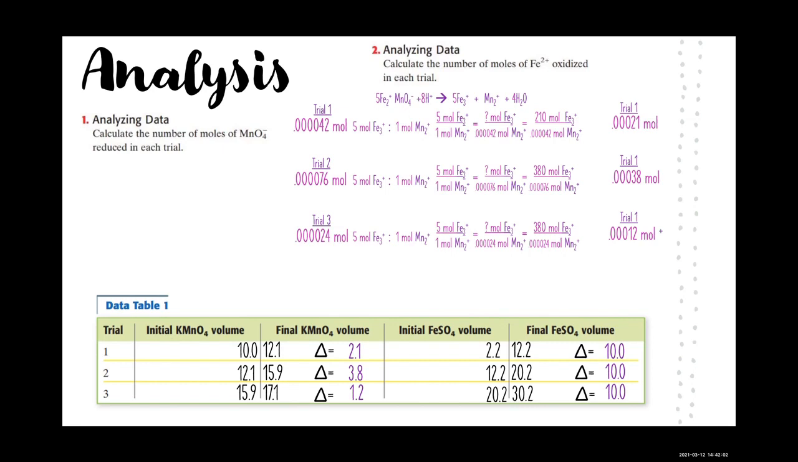So if we have 5 moles of the iron and 1 mole of the manganese, then if we change that molarity to 0.000042 for the manganese, what's it going to be for the iron? And it works out to 210. And then when we do our dividing, that's what we get. So here are the answers: the number of moles involved and the number of moles consumed.